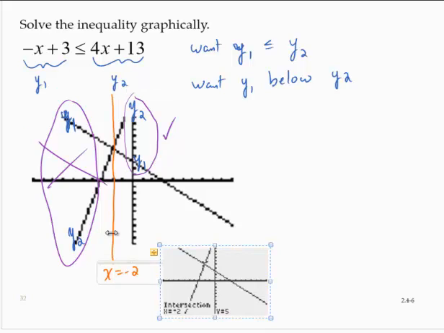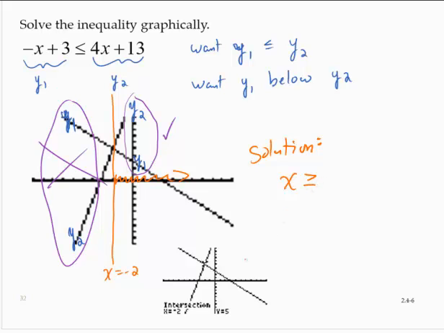All right, so then since the intersection is at x is negative 2, and we find that the y1 is below the y2 to the right of the boundary, our solutions then are to the right of the boundary. And so the solution of the inequality is x is greater than, and since it was an or equal to, we'll include the or equal to, x is greater than or equal to negative 2.